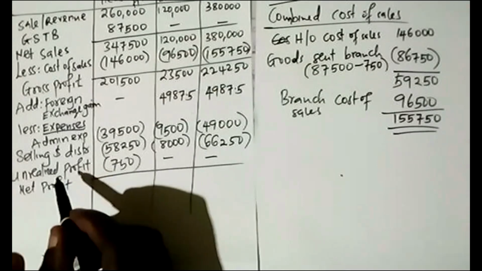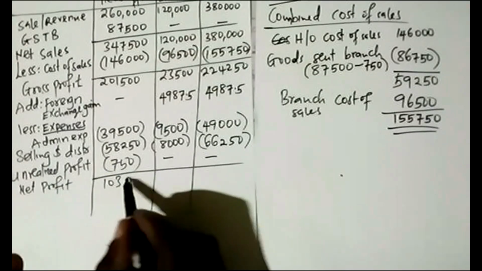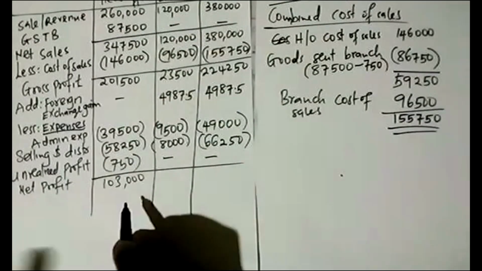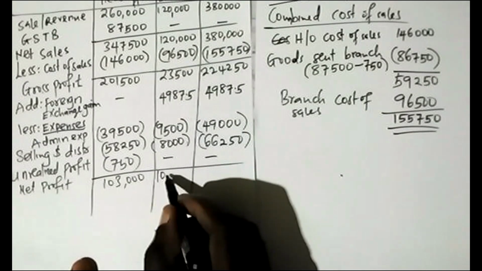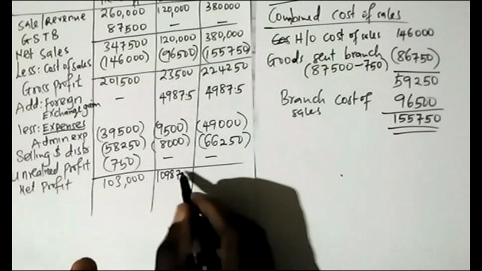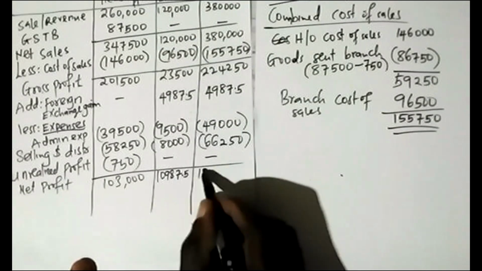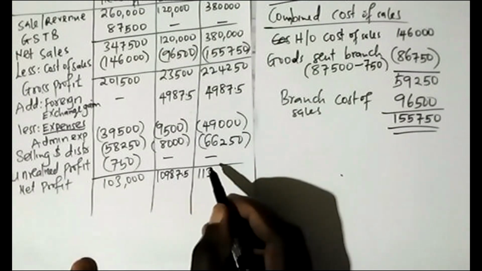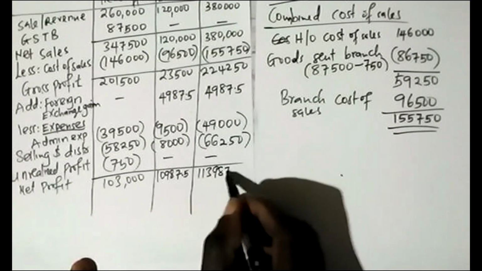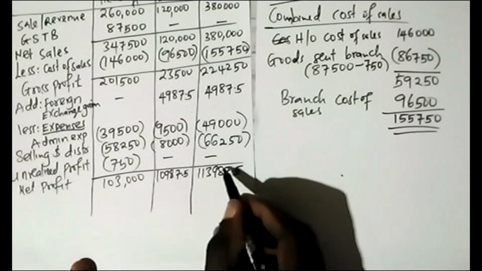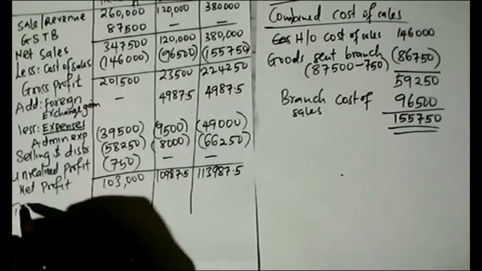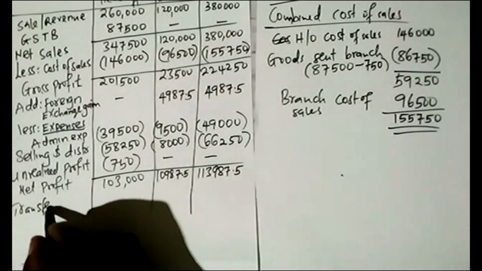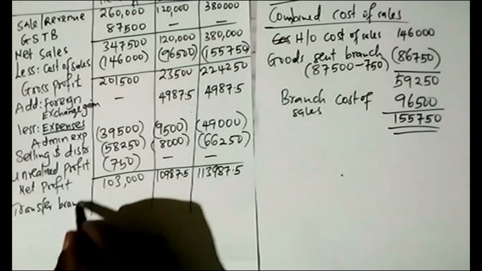So the first one is 103. The second one is 1098.75. Then this one is 113,987.5. Then we have transfer branch profit.